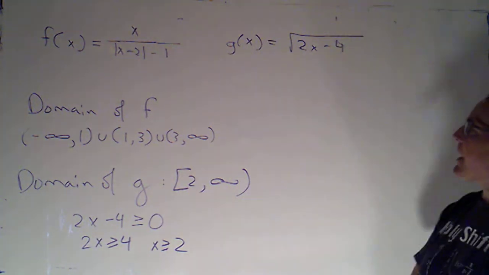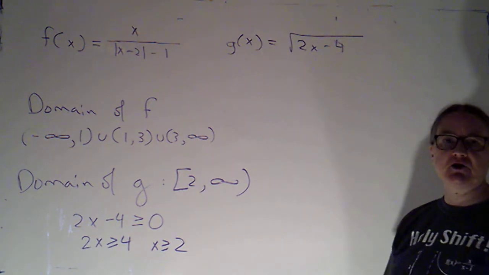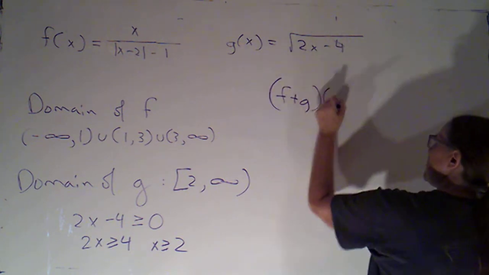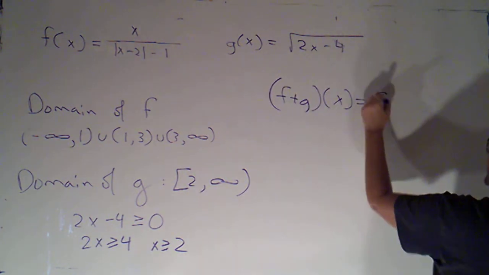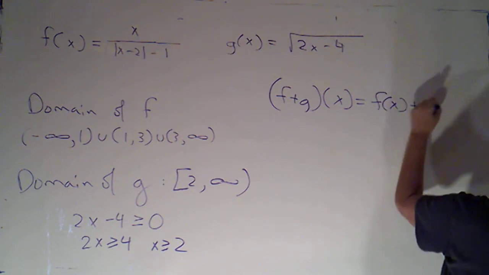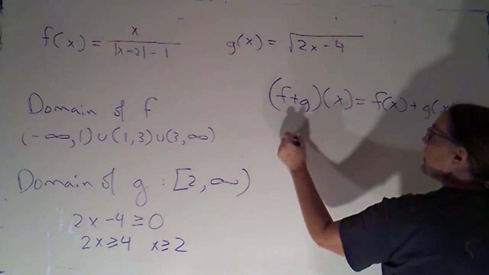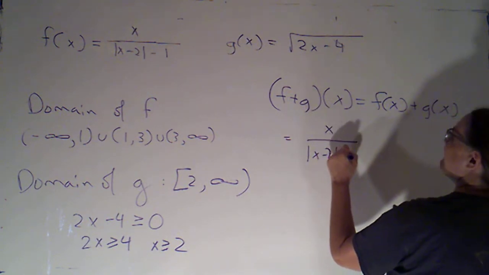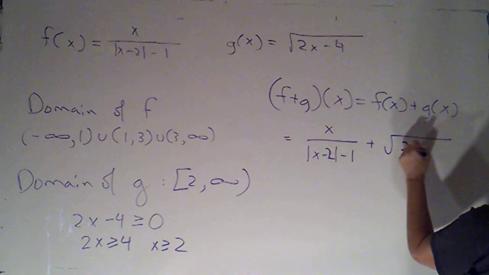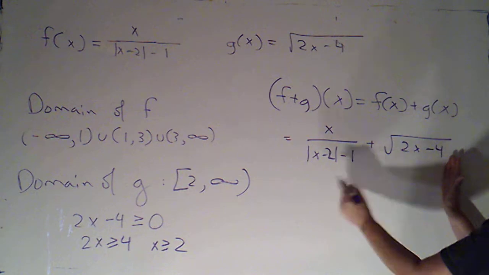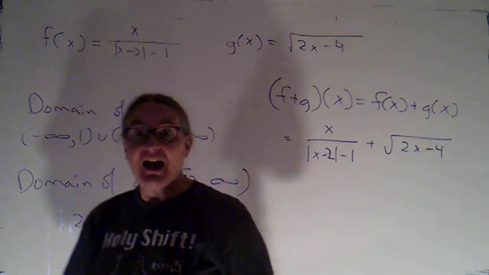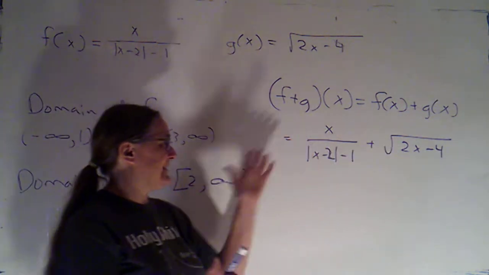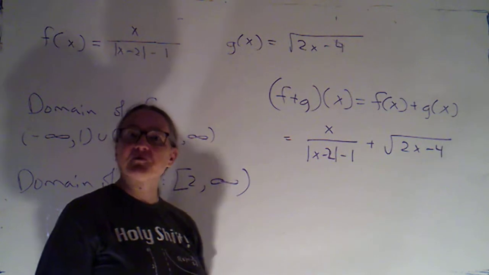Now, if I start thinking about what I'm going to do if I'm combining these functions with arithmetic, let's just get a formula for f plus g of x. Remember, that just means I've got f of x, and I'm going to add g of x to it. Okay. So that would give me x over the absolute value of x minus 2, minus 1, plus the square root of 2x minus 4. And here, there's really nothing more for me to do. I've written them both out. They're not like terms. This is a square root, this isn't. So all I really needed to do was write those.